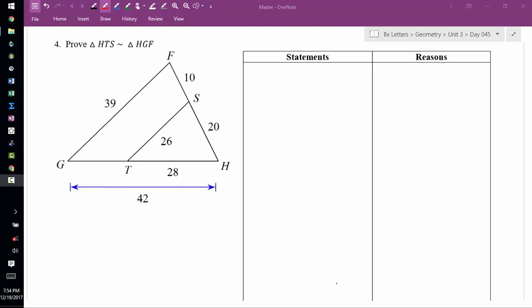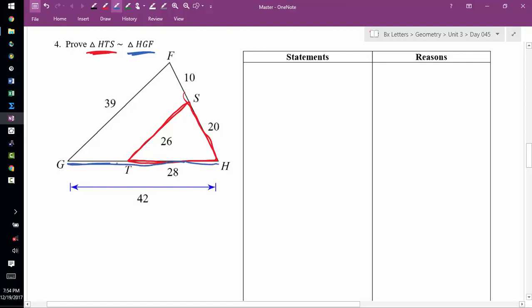And this is a problem where reading the similarity statement is helpful because that's going to tell you the triangles you need to compare. So the first triangle is triangle HTS. And I'm going to trace that out. And you can see it's this triangle that's overlapping or contained within a larger triangle, HGF. So from H all the way over to G, turning over to F, and then turning back down to H.